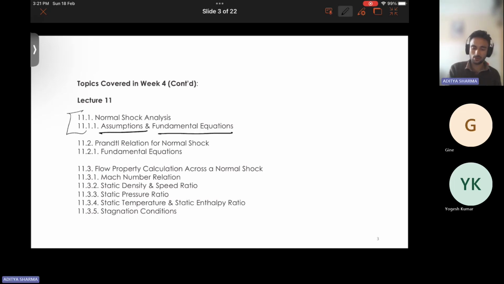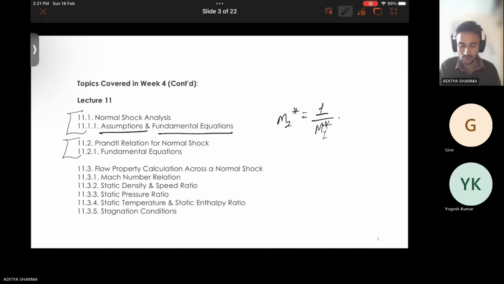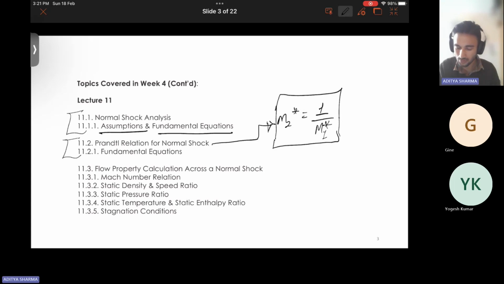Okay, then there was this topic, Prandtl relation for normal shock, which is this relation: m2 star equals 1 by m1 star. So this has been introduced in this topic.